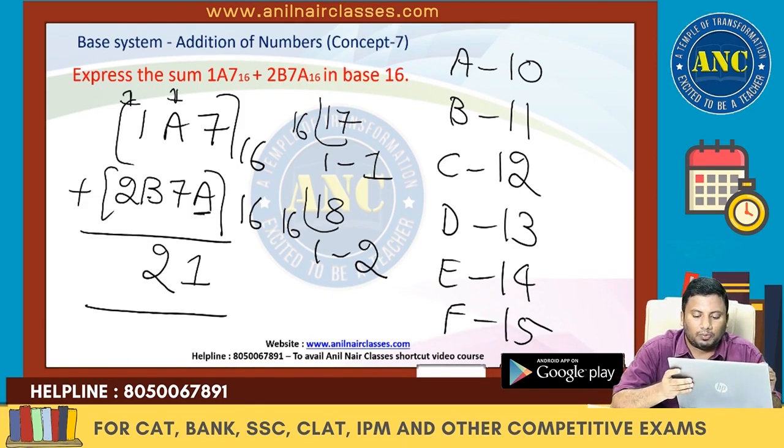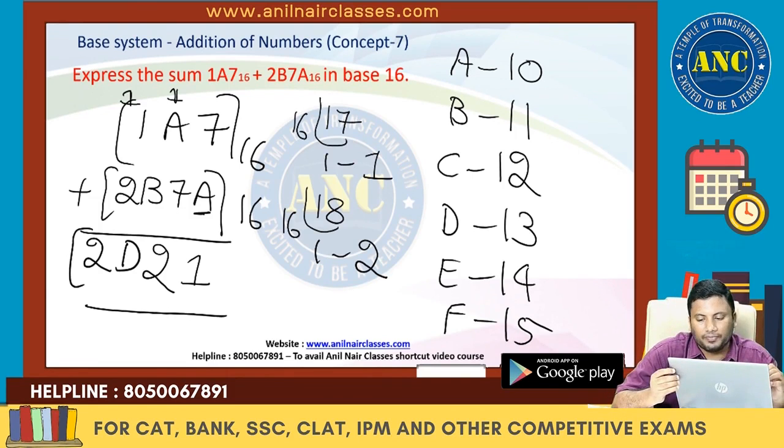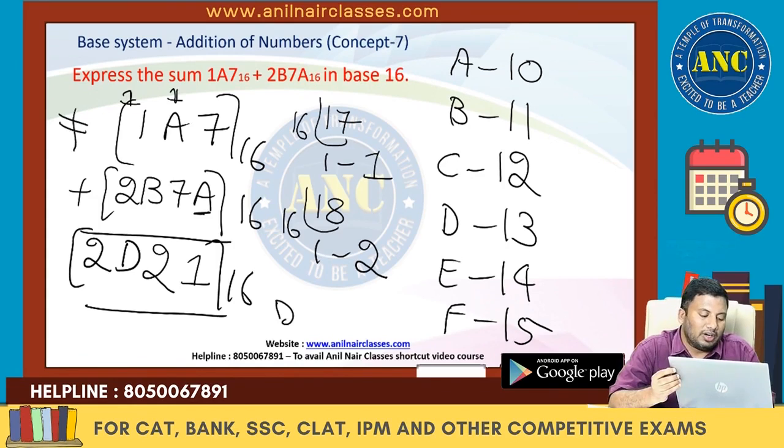Plus 2 is D here. Remaining value is 2D. Okay, B plus 2, how much will it become? B is 11, 12, 13. You don't need to do all this. What you will do is divide by 15 and check whether the digital sum is matching or not.